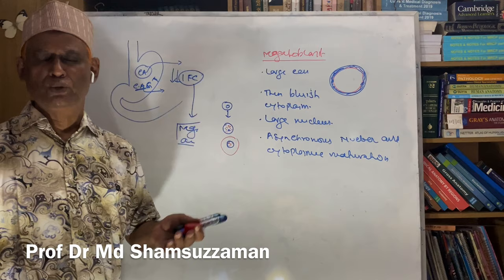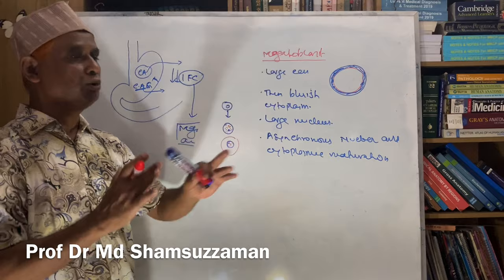Again, during maturation, nuclear maturation and cytoplasmic maturation run parallel. If there is deficiency, they will not run parallel. So there is asynchronous nuclear and cytoplasmic maturation.